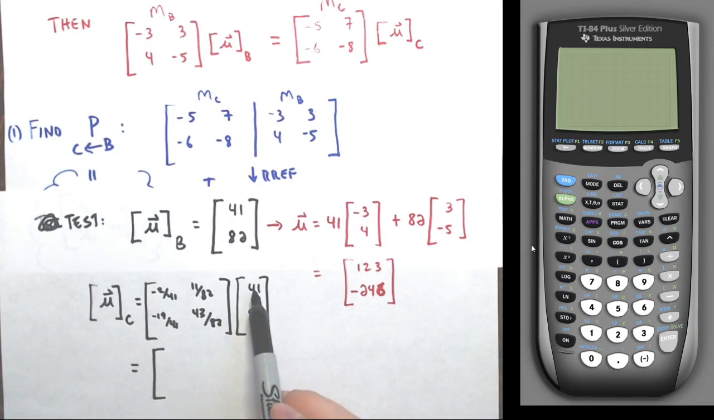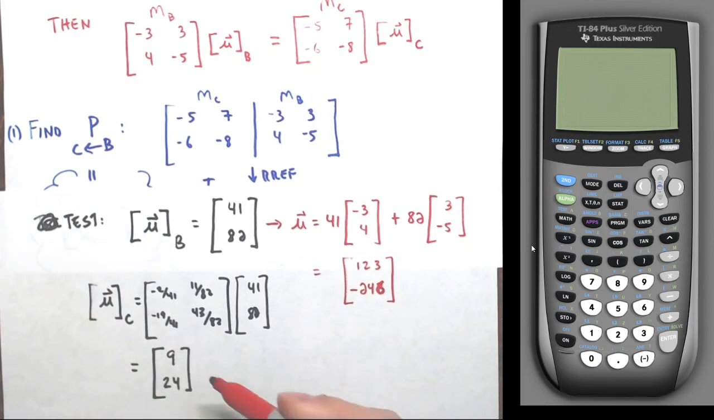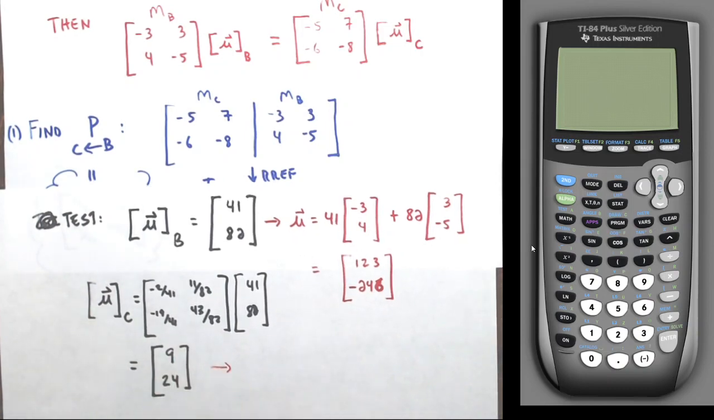Again, the reason I picked these numbers is so the denominators will cancel. That's 9, and 40, basically -19 plus 43, so 24. Yeah, 24. So let's see, is that true? Does this give me the same vector? Is it the correct vector u?